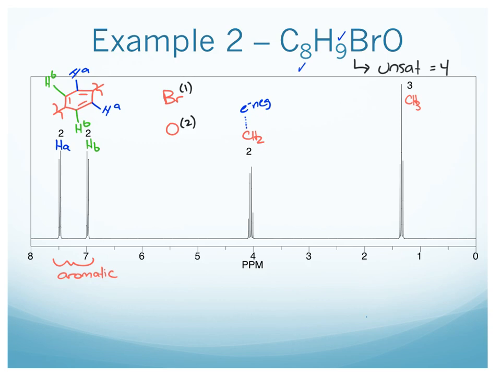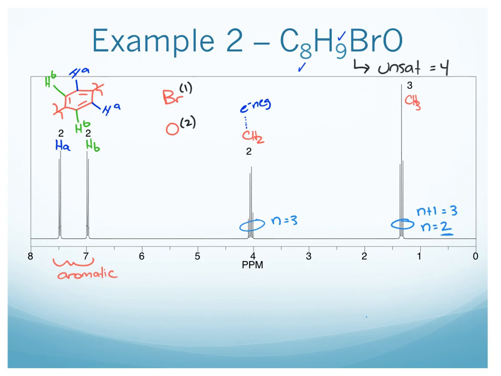So now what I'm going to do is think about my splitting. Here we have a triplet. That triplet, n plus 1 is 3. So n must equal 2. That means that CH3 is connected to something with 2 hydrogen. Here I have a quartet. So to get 4 lines, n must equal 3. So that CH2 is connected to something with 3 hydrogens.